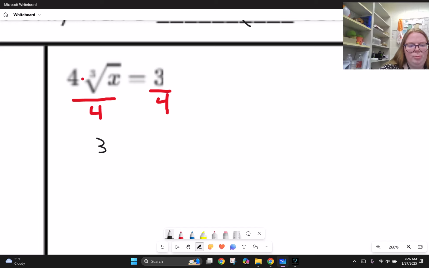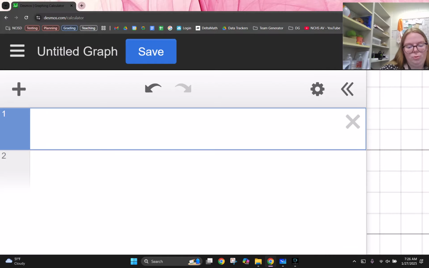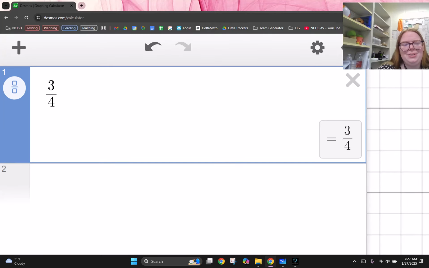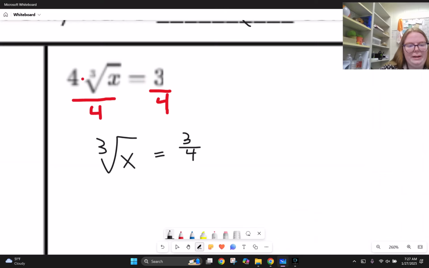So we've got the cube root of x equals 3 over 4. Yes, we'll have a fraction. When you do end up with fractions, you should always check to make sure that they can't be simplified. You can do that easily doing Desmos, but this one is already simplified, so I didn't do anything there.